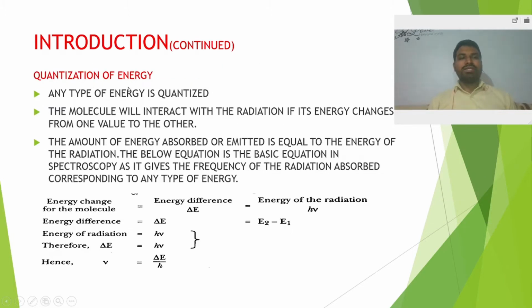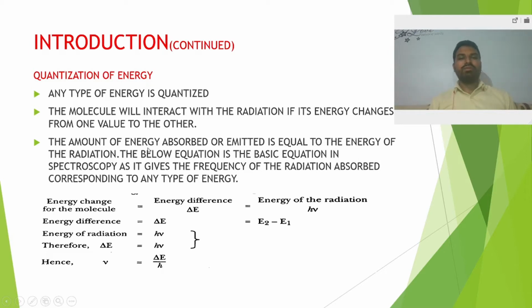Now, quantization of energy. Any type of energy is quantized. The molecule will interact with the radiation if its energy changes from one value to the other. If it goes from 0 to 1, the value changes from 0 to 1, so there will be an interaction of matter with radiation. The amount of energy absorbed or emitted is equal to the energy of the radiation.